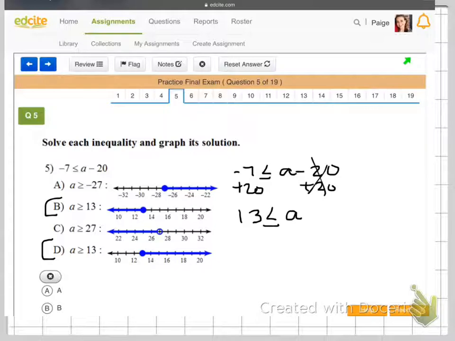Then our last step is to figure out which graph is correct. We know it's going to have a closed circle. They both have a closed circle, so we're good. This is saying that 13 is less than or equal to a, saying that a is bigger than or equal to 13. So we want to go to the ones that are pointing towards bigger numbers, and in this case, that's D, because it's going towards the larger numbers.